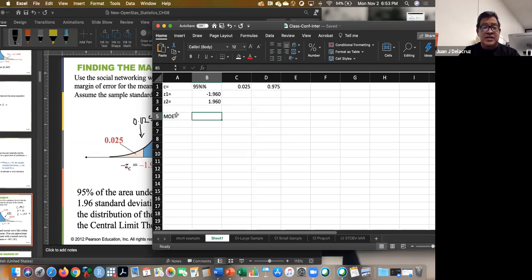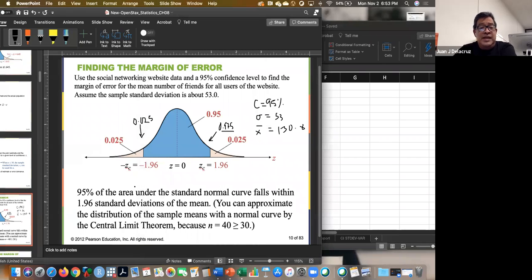that we have, right? So in this case, 95% of the area under the standard normal curve falls within 1.96 standard deviations of the mean, right, left and right. So you can approximate the distribution of the sample means with a normal curve by using the central limit theorem. You know how useful the central limit theorem is? I don't need to do anything because I am assuming normal distribution. I have a sample that is greater than 30, I have 40.